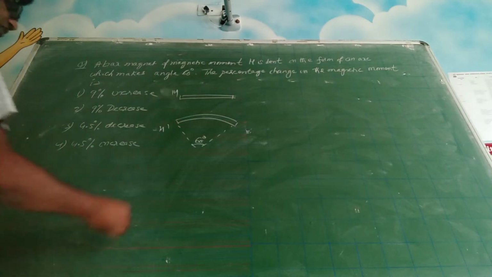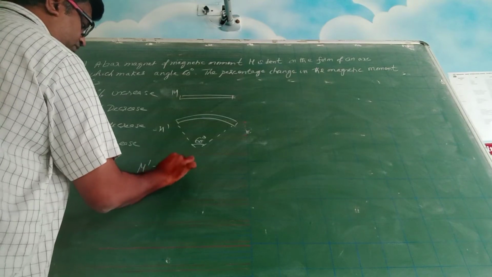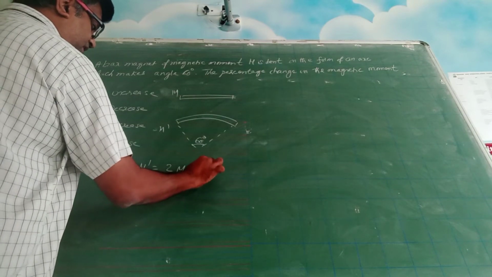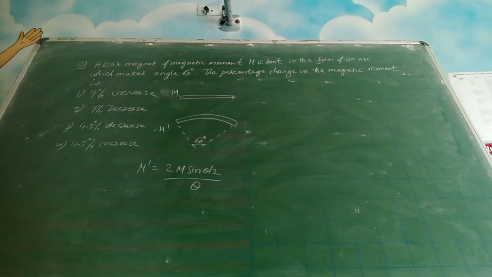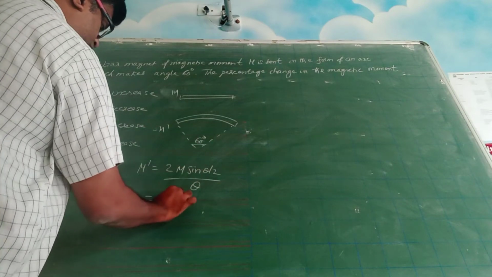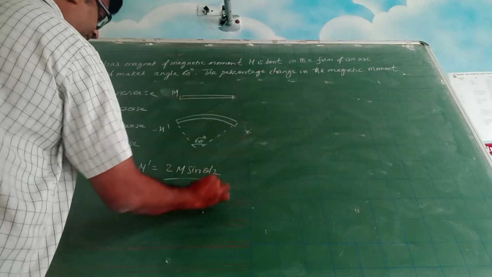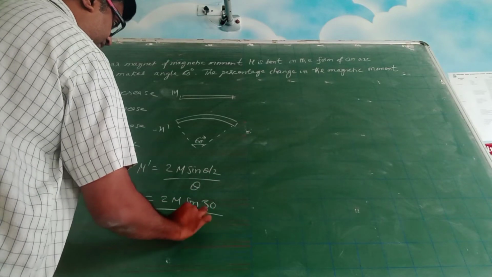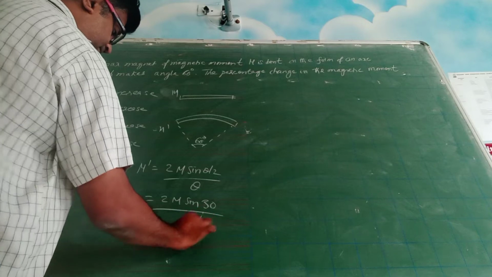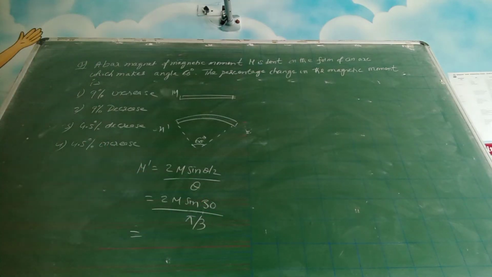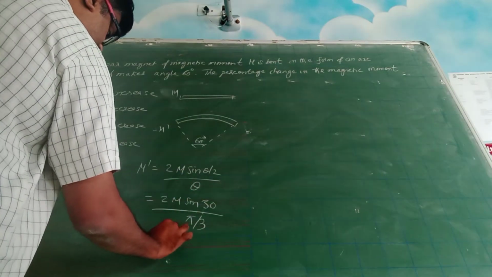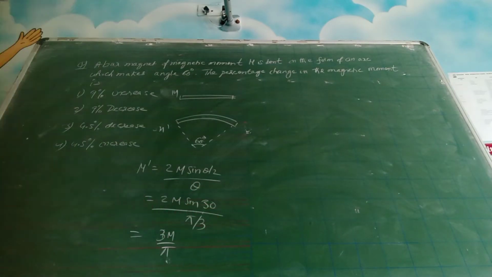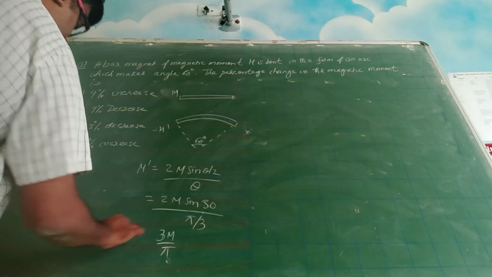So we have got an expression for that. M dash is equal to 2M sine theta by 2 divided by theta. The theta value should be in radians, we have discussed. So here it is 60 degrees. So it is 2M into sine 30, divided by 60 degrees, which means pi by 3. Sine 30 is half, so 2 into half will become 1, and it will become 3M by pi. So this is the value, 3M by pi.